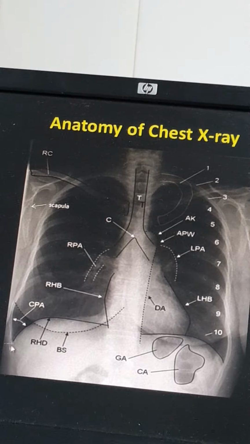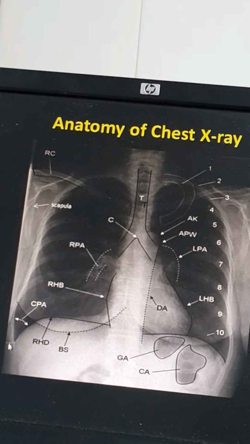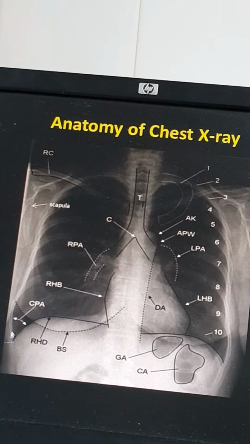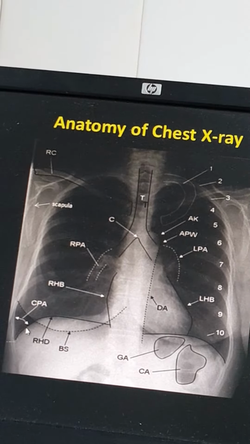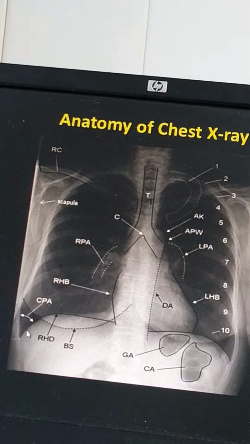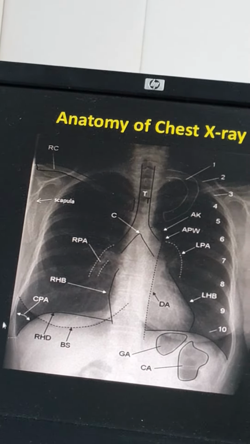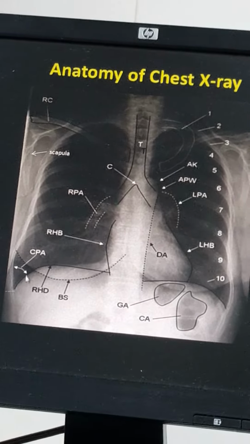And then we have a little angle called the costophrenic angle. Costo means bone, and phrenic means diaphragm. So it's between the rib and the diaphragm. That's the costophrenic angle. The costophrenic angle usually is a sharp angle.